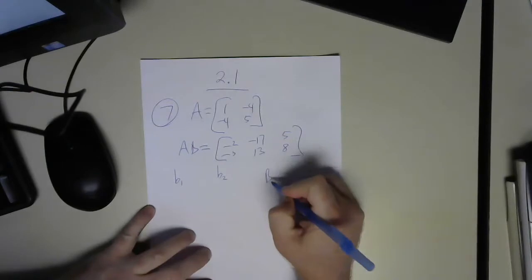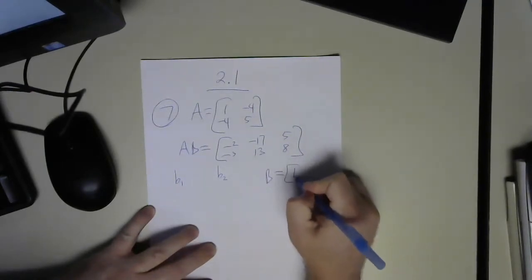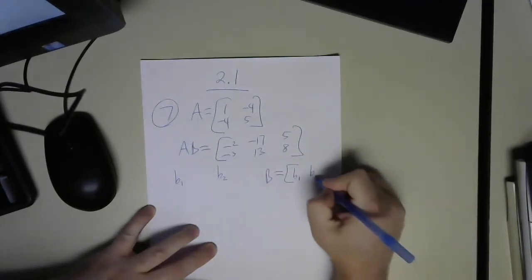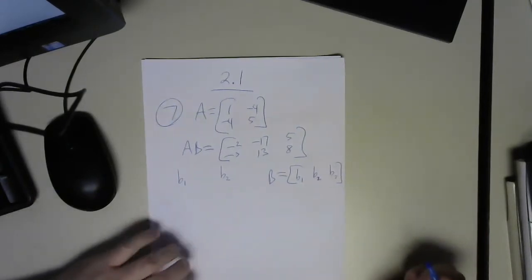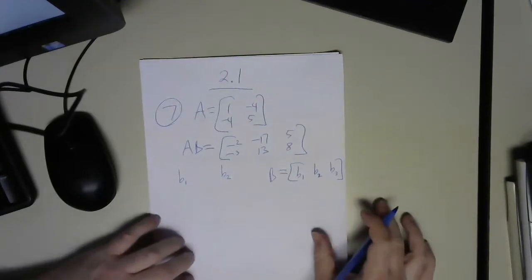So essentially B is this. Just remember the lowercase b's represent columns. They're not just numbers in this case. All right.